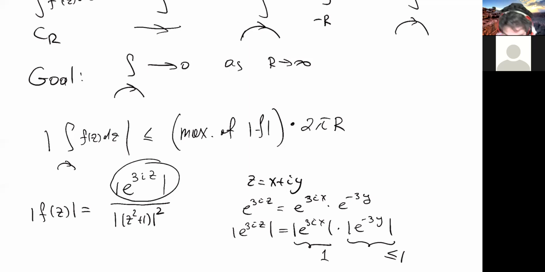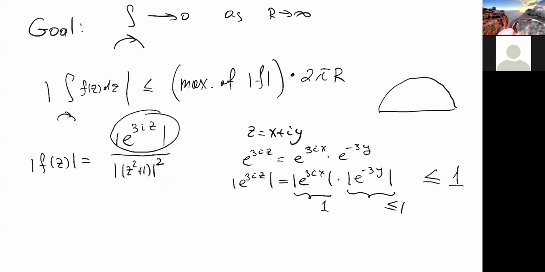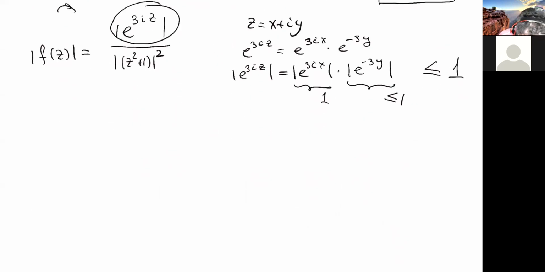Why is that? Because we're integrating over the contour which is in the upper half plane. Okay, and in the upper half plane, y is non-negative. And if we take e to the power -3 times non-negative, we always get less or equal than 1. So e to the 3iz in the absolute value is less or equal than 1. And the rest is what we've done before.